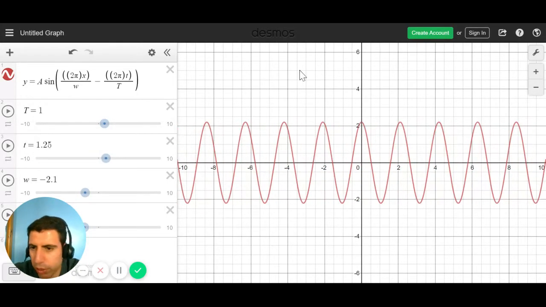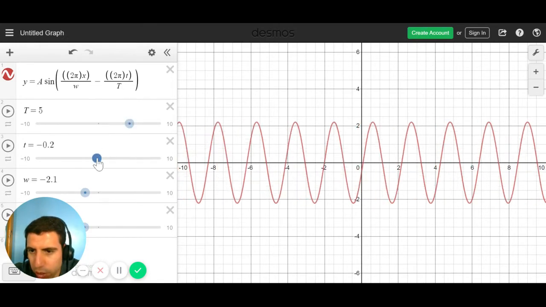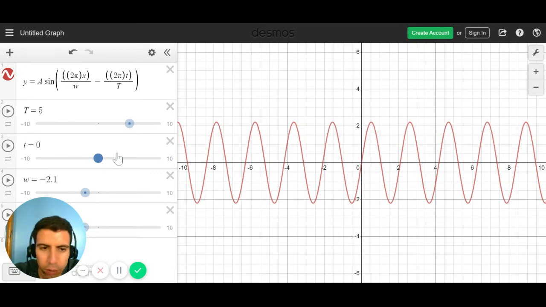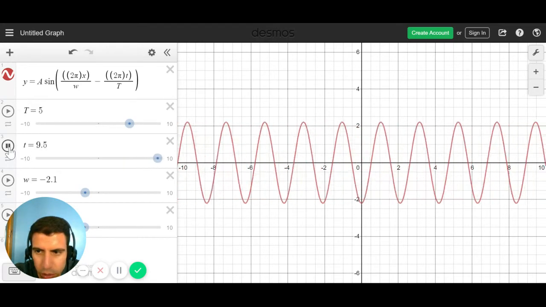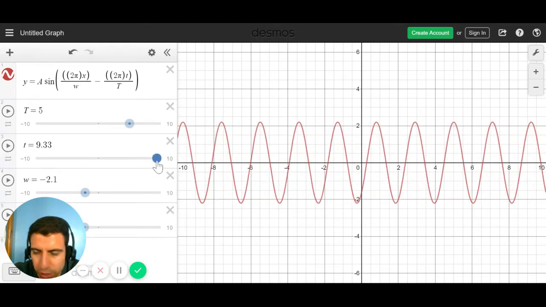Okay, maybe let's try a longer period, something that takes longer. So let's say every 5 seconds, one wavelength is going to pass by you. So I'm going to set it back down to 0 here. And we're going to see that at 5 seconds there's going to be a new wavelength here. So let's see. Oh, I went too far. Okay, let me go ahead.